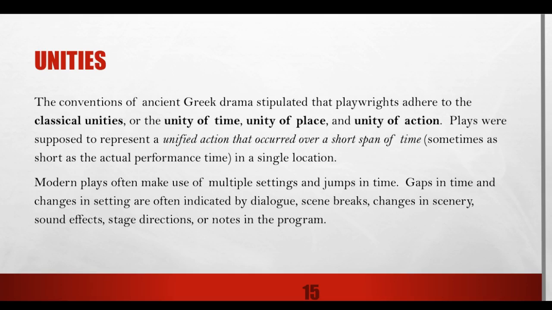Unities. We have unities in plays. And these come from ancient Greek drama, which said that playwrights had to appear to adhere to classical unities, and that's unity of time, unity of place, and unity of action. So what that means really is that plays were supposed to represent a unified action that occurred over a short span of time, sometimes as short as the actual performance time, in a single location.